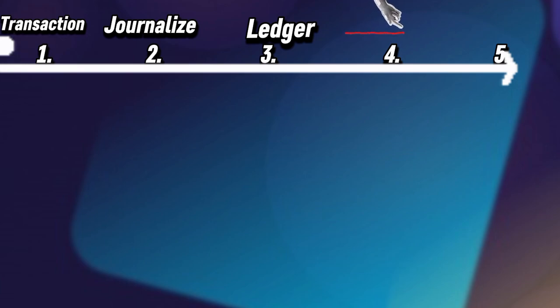Step 4. Prepare a trial balance. A trial balance is a list of all ledger accounts and their balances at a specific time. Its purpose is to check whether total debits equal total credits. If they balance, we move forward.